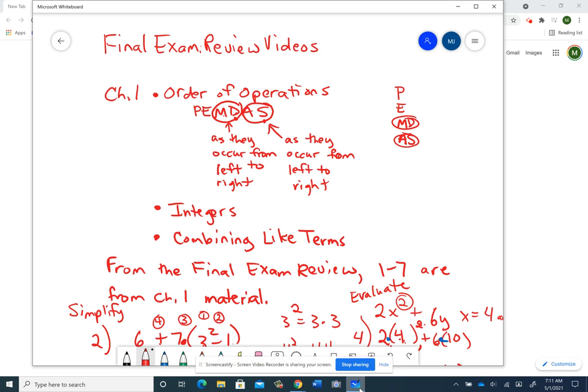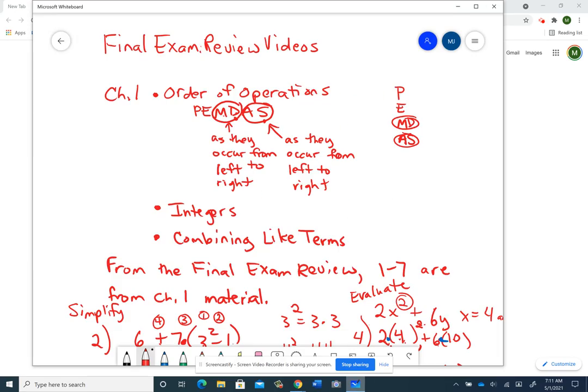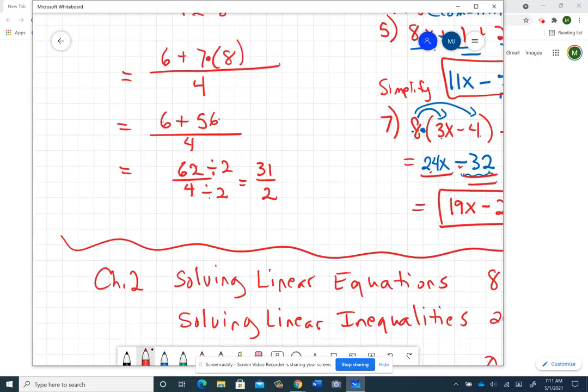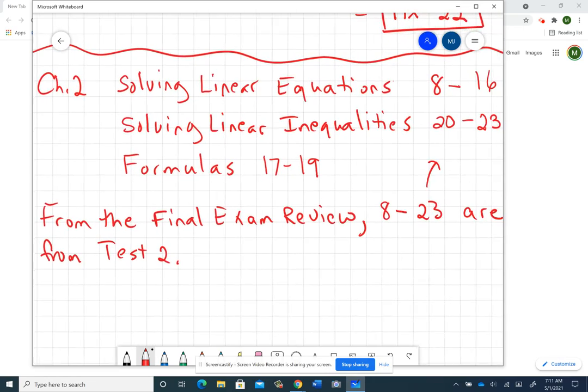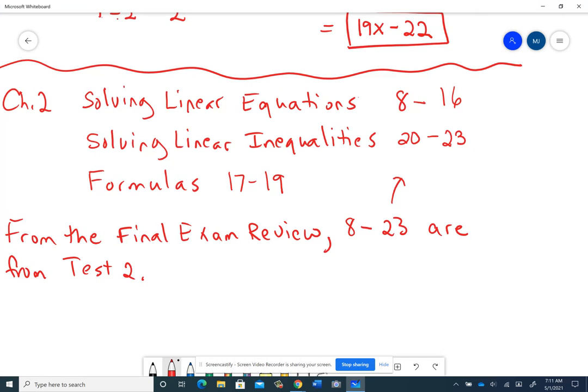Okay, so in this video, we're looking at the Chapter 2 material and just going through a few of the questions. So in Chapter 2, we did three things. We solved linear equations, solved linear inequalities, and worked with formulas.